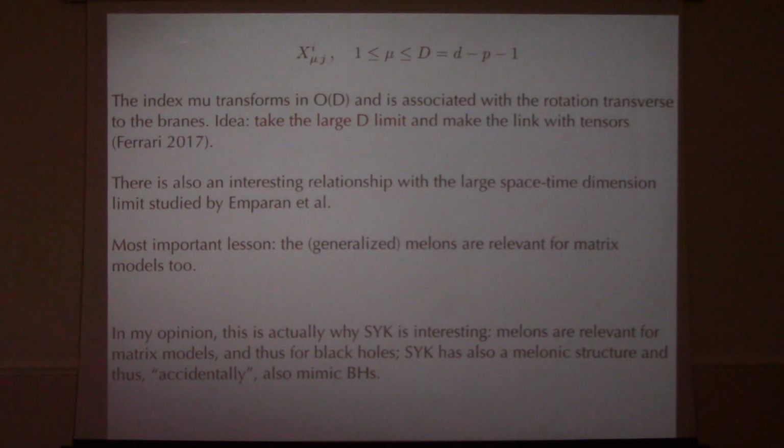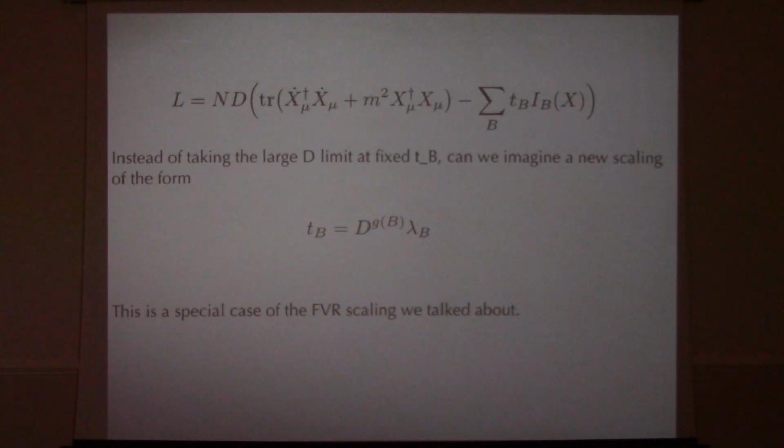Right? And it's very strange that a disordered model like SYK could be related to black holes, but if you realize that the melonic structure is also relevant for matrix models, then it is natural that there will indeed be the link, albeit maybe accidental. Okay, so this is the kind of matrix models that we can do. The scaling I explained before will be written in this way. It's a special case of the scaling we talked about before.